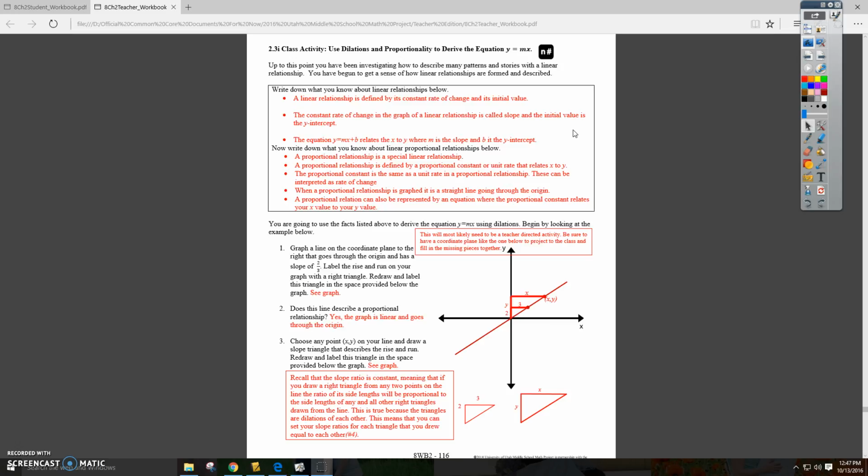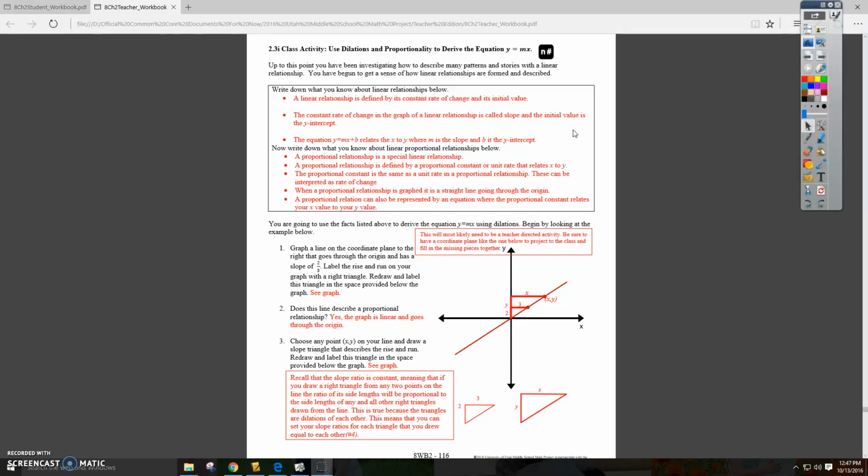And you can interpret that as the rate of change. So it's like the m in our y equals mx plus b. It's that m part in a proportional relationship. It says when a proportional relationship is graphed, it's a straight line going through the origin. So they go through 0, 0.